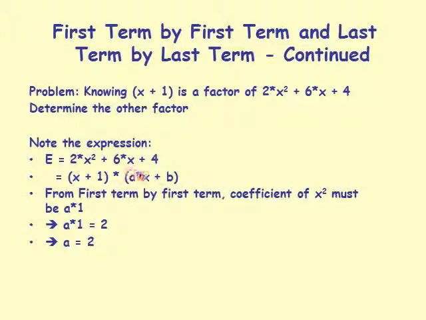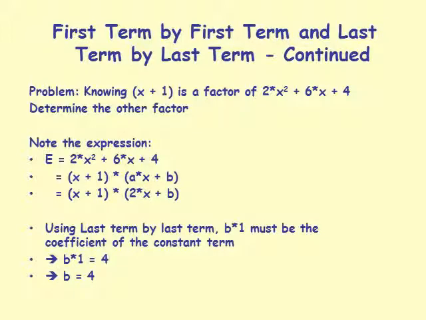To determine the value of a, we try first term by first term. A is a first coefficient, and 1 is the first coefficient of the given factor. X squared must come from x multiplied by the ax term in the other factor. So a times 1 must be 2, because 2 is the coefficient of the x squared term. So a must be 2.